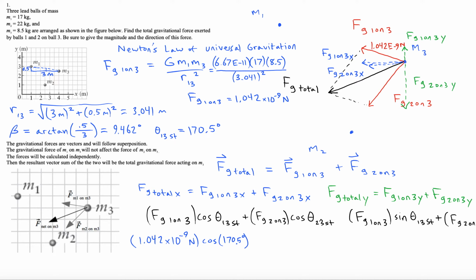Great. Now let's find FG2 on 3. All right, so for FG2 on 3, we'll do G times M2 M3 over R23 squared. It's going to be 6.67 times 10 to the minus 11, M2 is 22, M3 was 8.5. And okay, we got to find that distance.